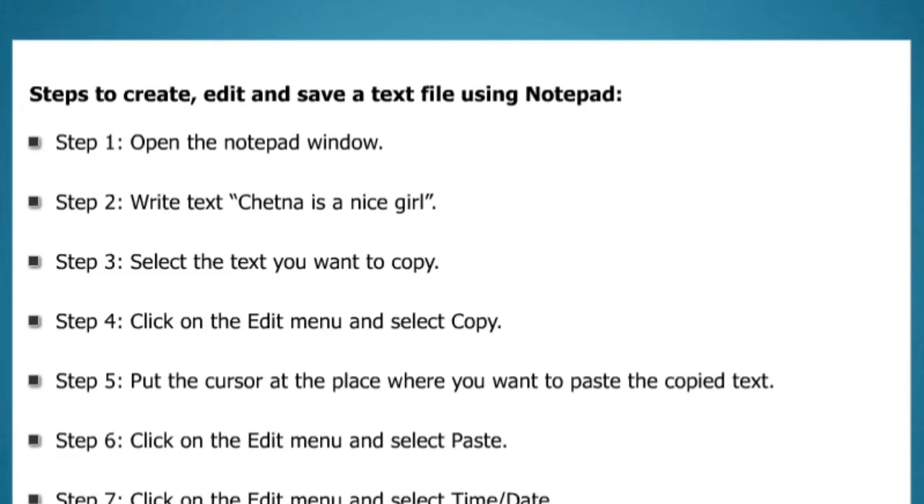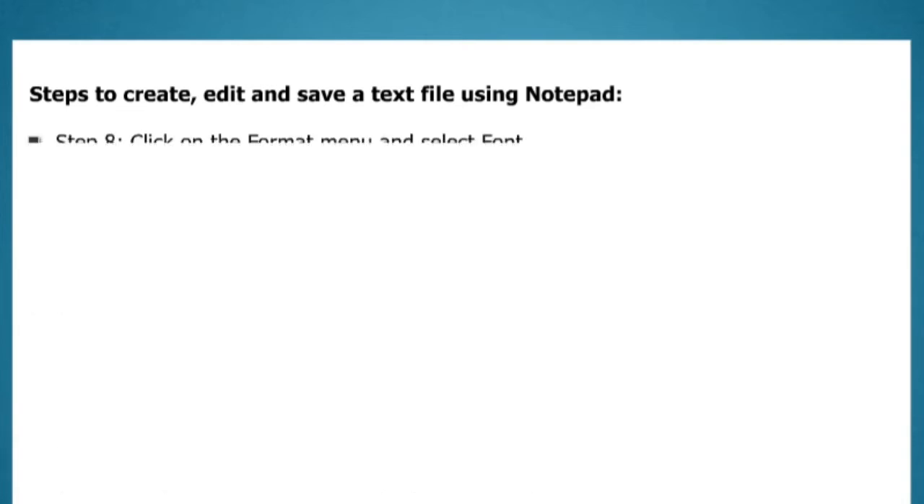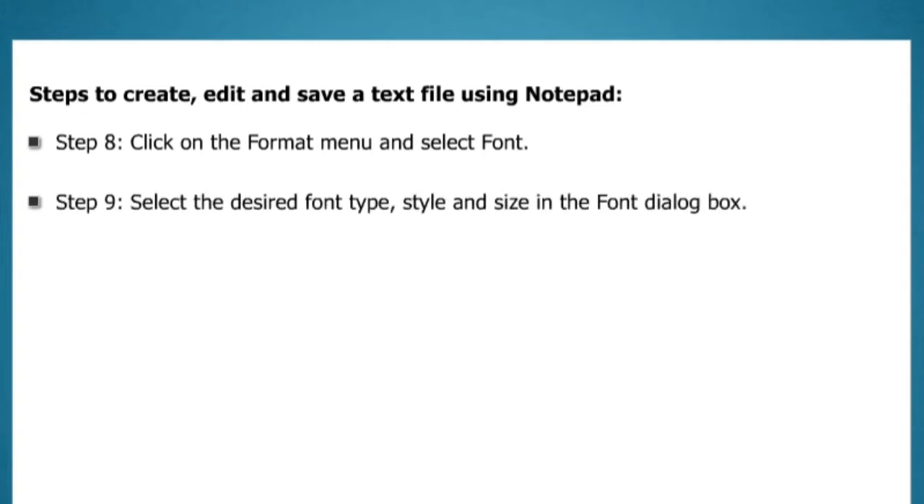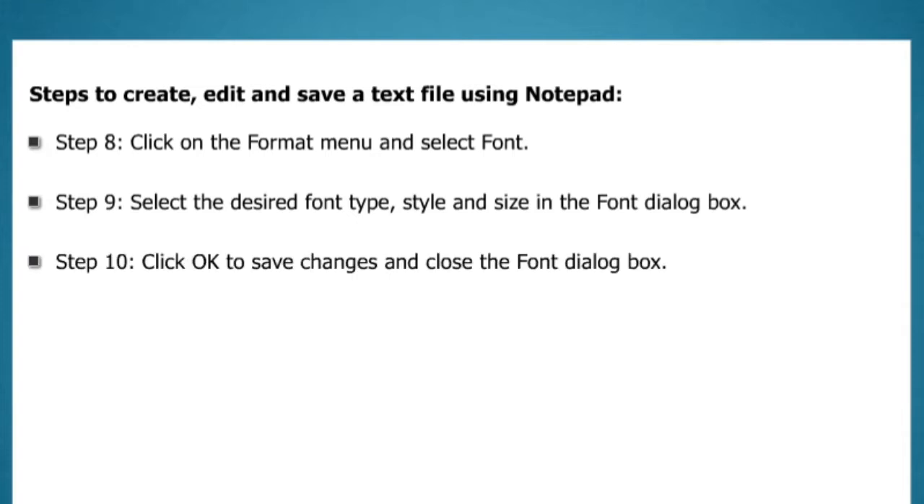Step 6. Click on the Edit menu and select Paste. Step 7. Click on the Edit menu and select Time, Date. Step 8. Click on the Format menu and select Font. Step 9. Select the desired font type, style, and size in the font dialog box. Step 10. Click OK to save changes and close the font dialog box.